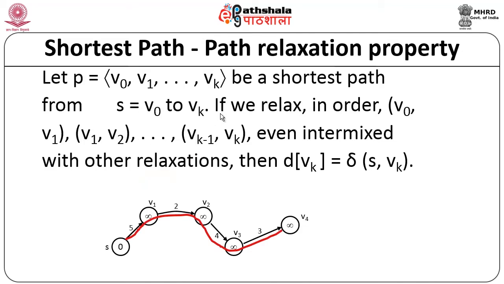Now, the path relaxation property is the next property we will be talking about. Let P = V0, V1, ..., Vk be the shortest path from S = V0 to Vk. If we relax in order (V0, V1), (V1, V2), ..., (Vk-1, Vk), even intermixed with other relaxations, we will get d of Vk, the last node, equal to delta of the source to the last node.